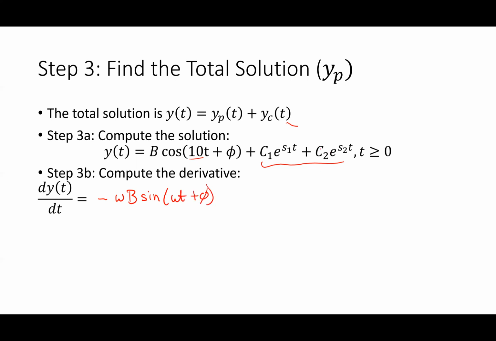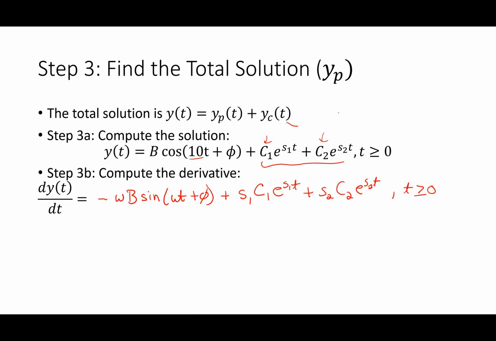Plus I have to take the derivative of these terms. So this derivative is going to become s1 C1 e to the s1 t plus s2 C2 e to the s2 t, all for t greater than or equal to 0. So now I need these two things, because I need to solve for C1 and C2 in this step. Even though this looks like it's in terms of variables, I know everything here except C1 and C2.